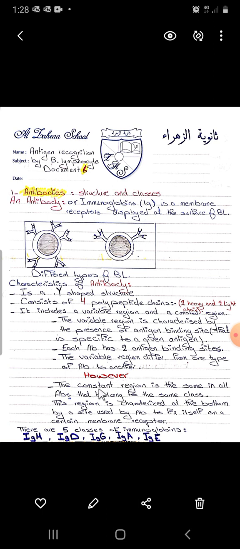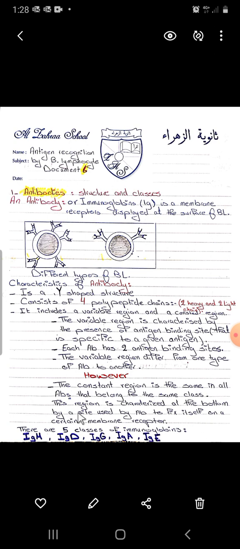However, we have also the constant region, a region that is constant. It's not variable for all antibodies. It's the same because it's constant. It's the same in all antibodies that belong to the same class. In fact, there are 5 classes of antibodies. We have class M, class D. So this is immunoglobulin M or antibody M, immunoglobulin D, immunoglobulin G, immunoglobulin A, and immunoglobulin E. So we have 5 classes of immunoglobulin: M, D, G, A, and E.